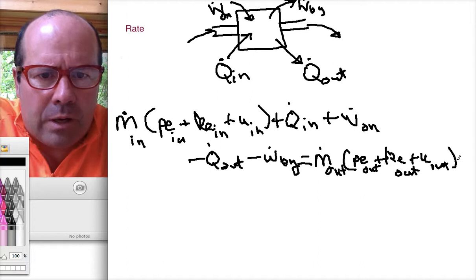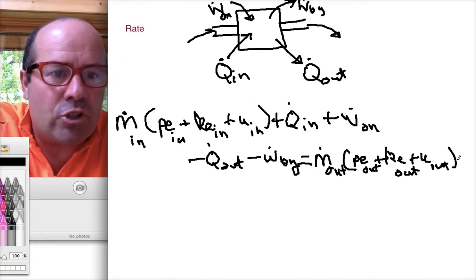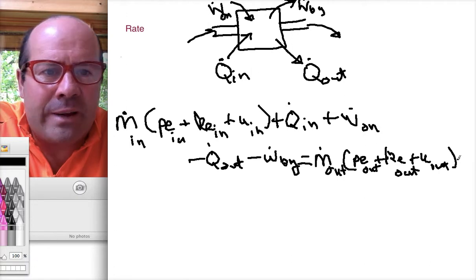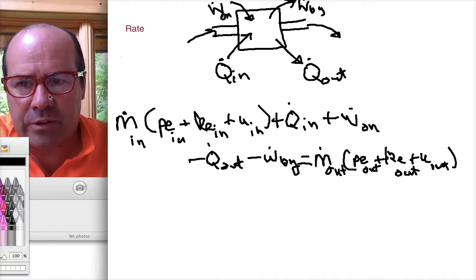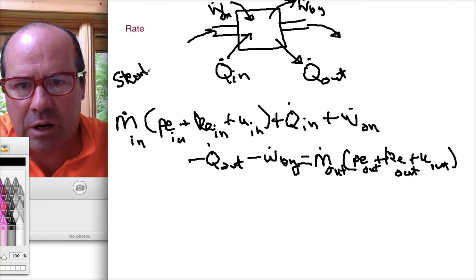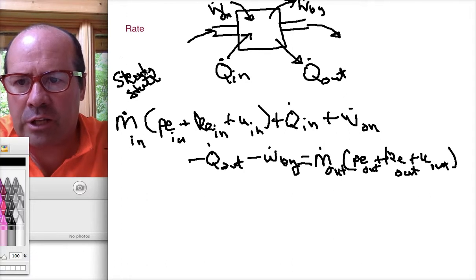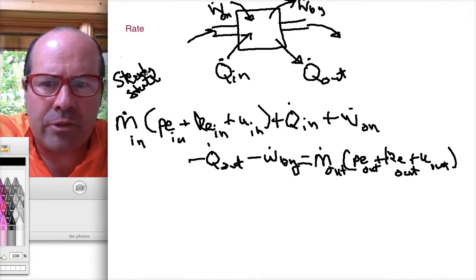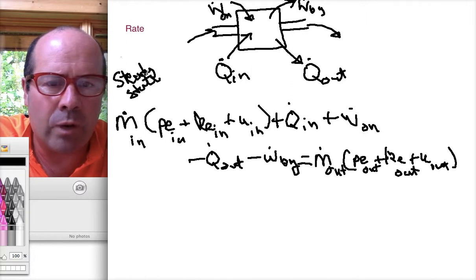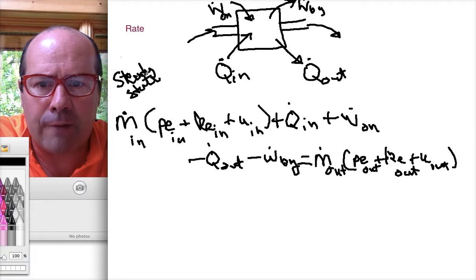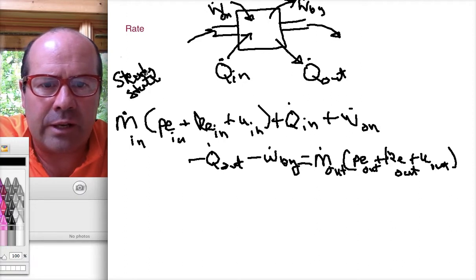Now, this is a special way of writing the rate equation. We have made an assumption here, and the assumption is steady state, and we'll have more conversations about steady state either in other videos or in class. But this right here is perhaps by far the most common way in industrial applications that we will use the first law. It is in a rate term.